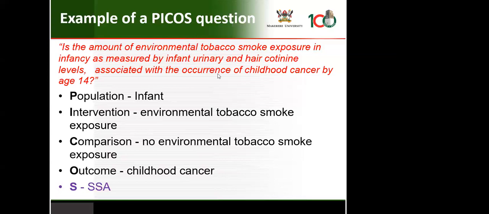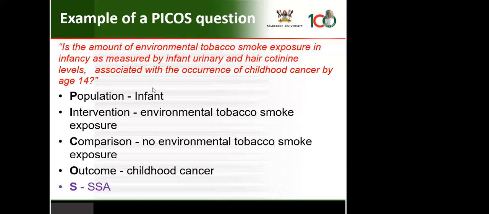So let's look at another example of a PICO question. It may be a long one, but let's just read. Is the amount of environmental tobacco smoke exposure in infancy, as measured by infant urinary and hair cotinine levels, associated with the occurrence of childhood cancer by age 14?